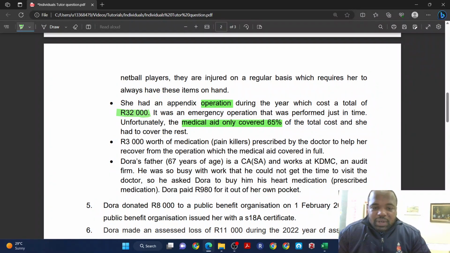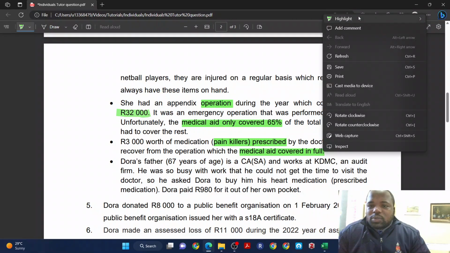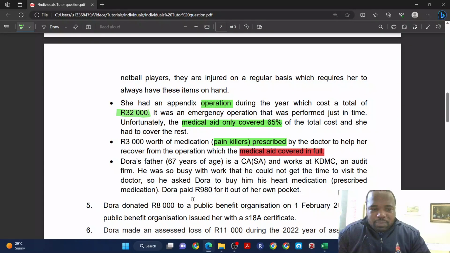3,000 rands worth of medication, painkillers, prescribed by the doctor to help her recover from the operation. However, the medical aid covered these in full, so that's not qualifying medical expenditure.